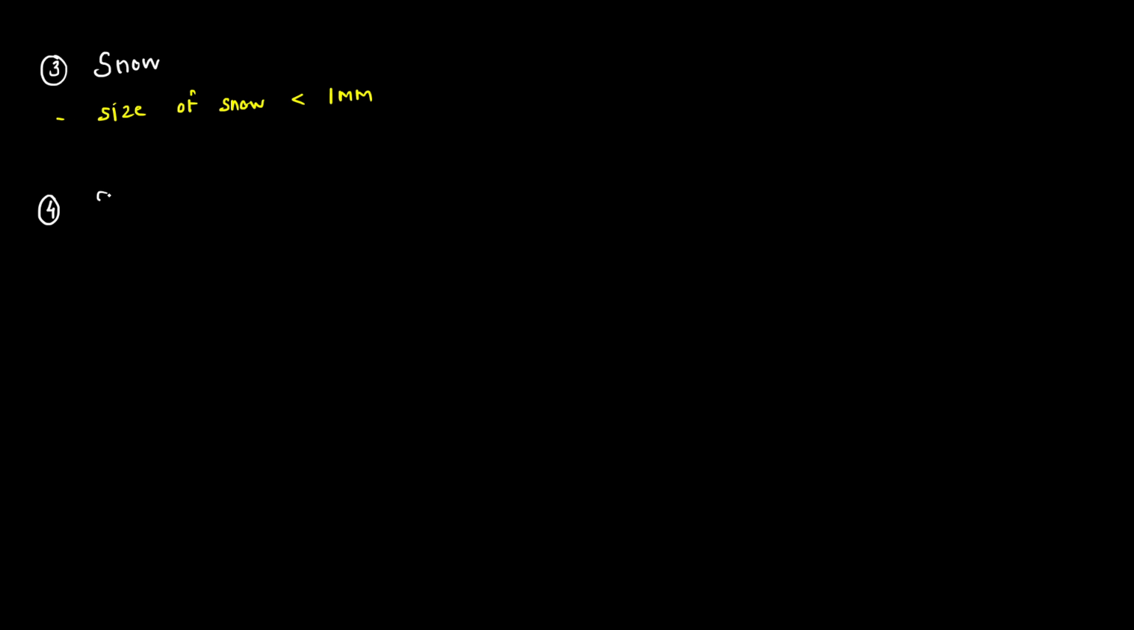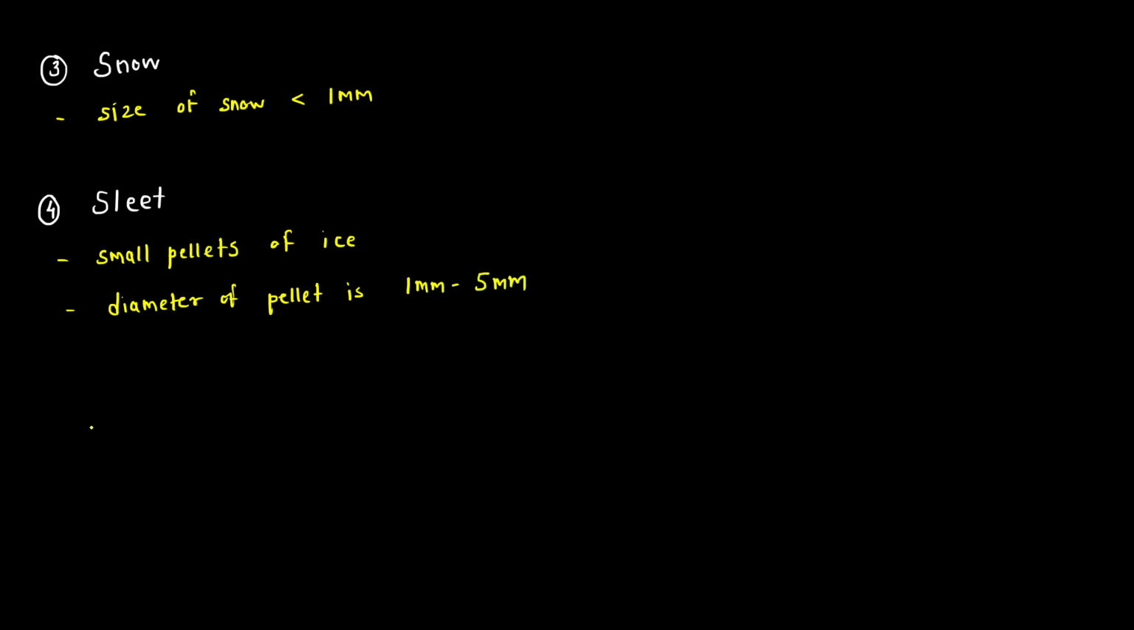The next one is called sleet. These sleets are nothing but small pellets of ice. The specification, if we see, is that the diameter of the pellet is 1 mm to 5 mm. So this is about the sleet, and the last one is hail.